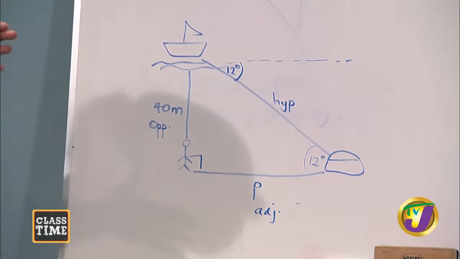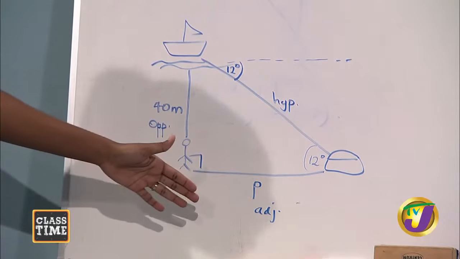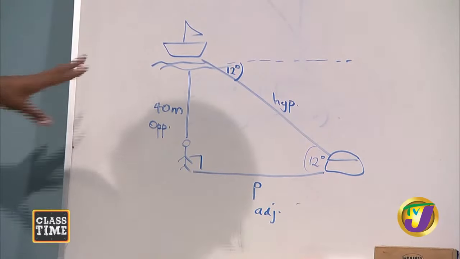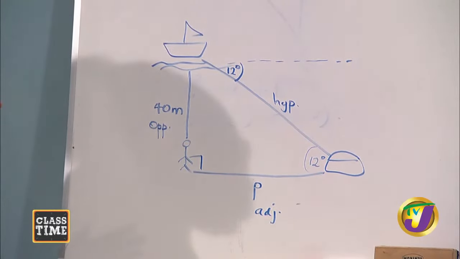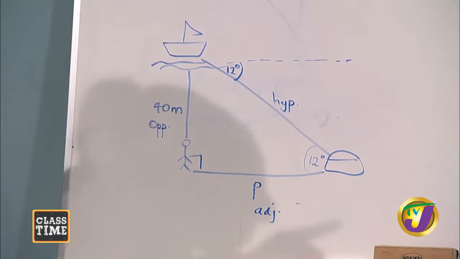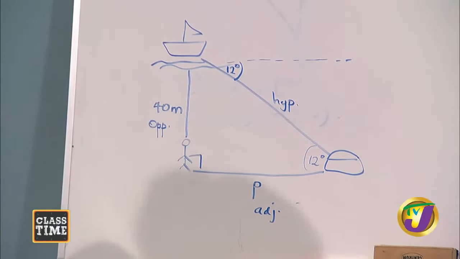Based on what we're given, we have the given angle, we have the opposite side, and we are interested in finding the adjacent side. So opposite, adjacent, that sounds like OA. Tangent. Yes, tangent. All right, so let's see what we have.